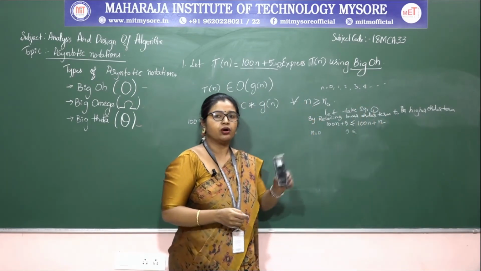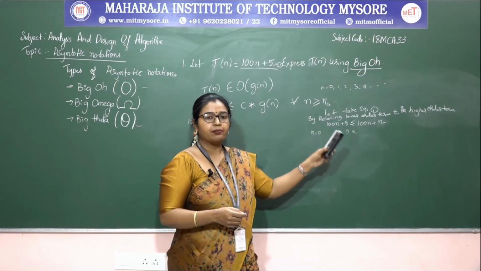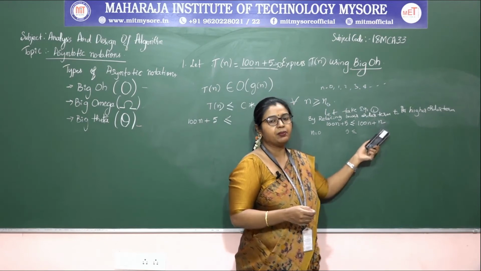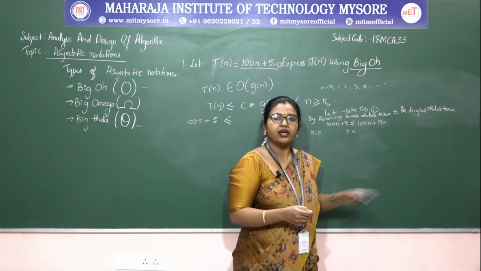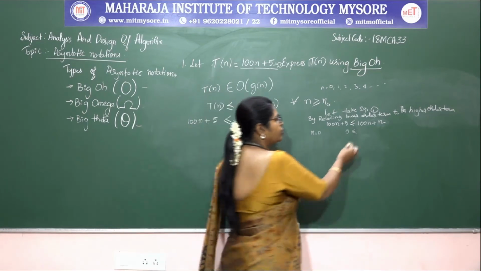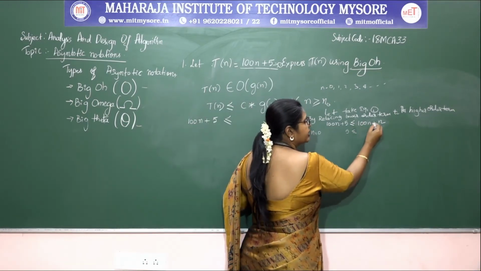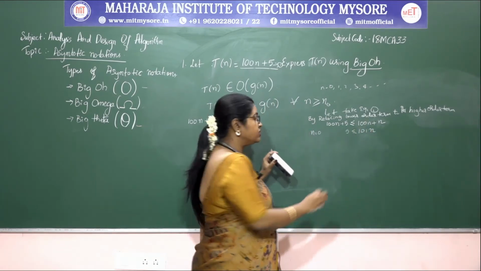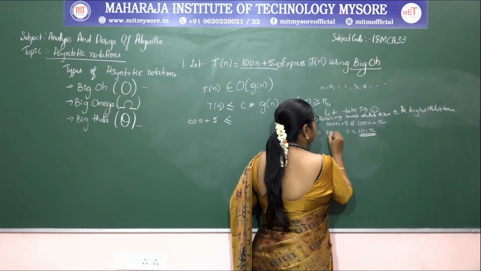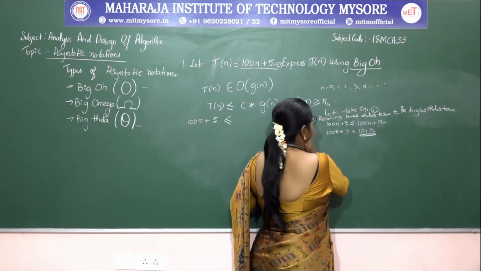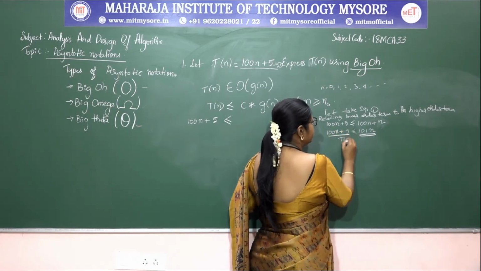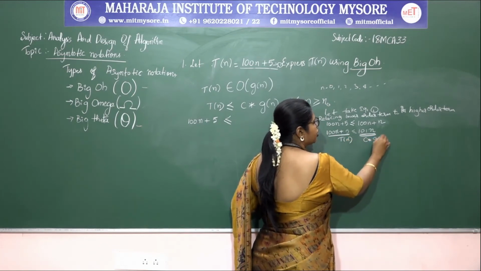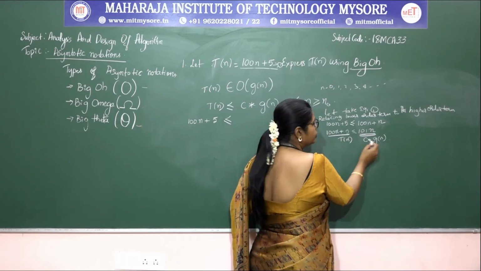Okay, we will discuss what happens if I replace with 5n, and what happens if I replace with only n. Let me take the example. Let me complete this. 100n plus n is what? 101n. So 100n plus 5 is your t of n, and this is your C into g of n.